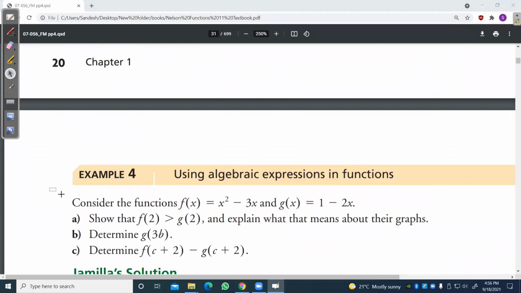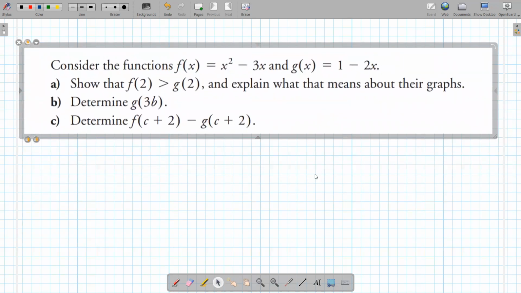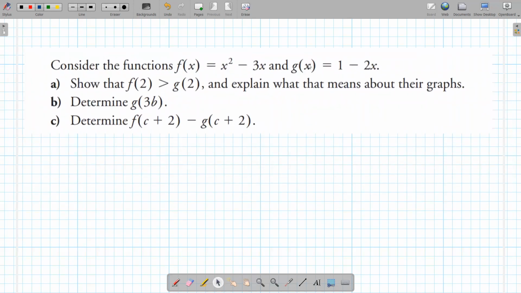Now let's move on to some quadratics. Okay, consider the functions. So we're given two different functions, f of x and g of x. Show that f of 2 is greater than g of 2. So why don't we find both of them? What is f of 2 going to be? How do we find that? You put it in the first equation. Yeah, exactly. So you just replace this x with what's in the bracket, it's going to be 2.